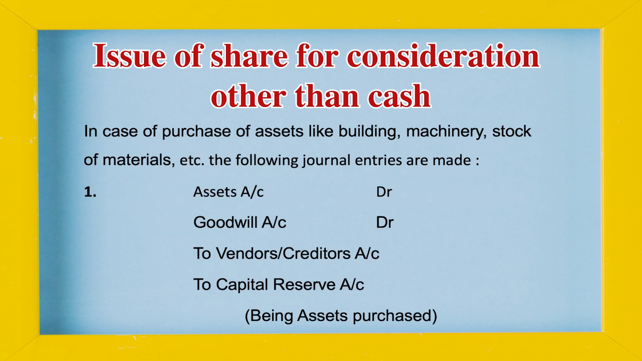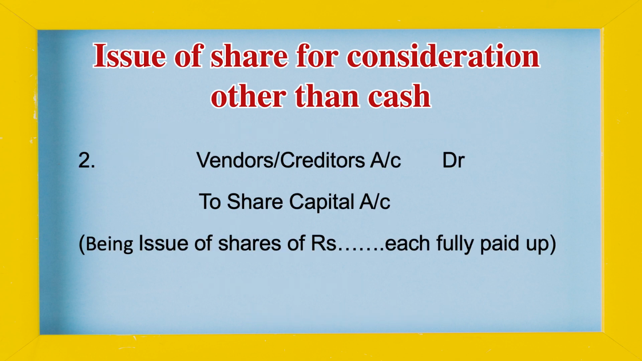Shares can be issued by a company for purchase of assets like building, machinery, stock of material, etc. The following journal entry is made: assets account debit, goodwill account debit, to vendor or creditors account, to capital reserve account, being assets purchased. Second entry: vendors or creditors account debit to share capital account. Narration is: being number of shares issued of rupees given, each fully paid up.